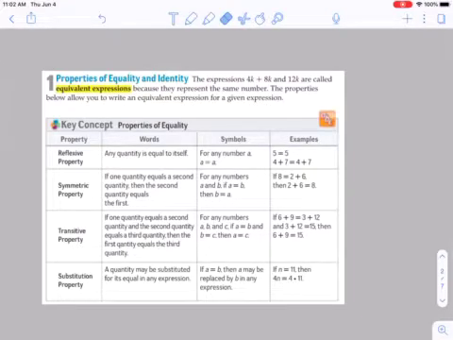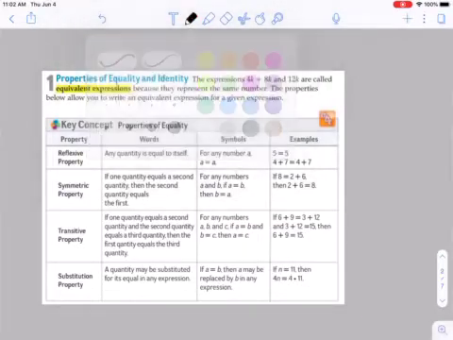Then transitive property extends that one step further. It's like saying that if I'm as tall as my brother, and my brother's as tall as his friend, then I'm as tall as my brother's friend, or my brother's friend is as tall as me. So if A equals B, and B equals C, then A equals C. You will on occasion run into that here and there, but not too often.